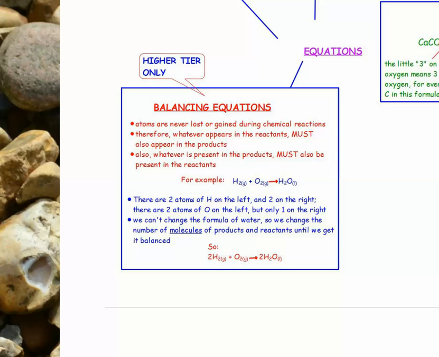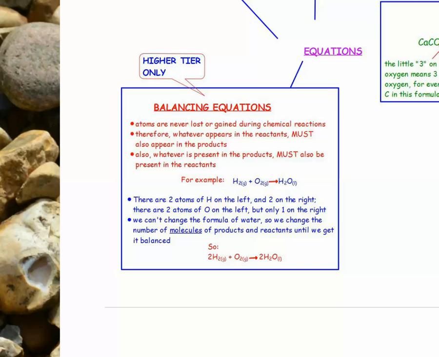So for example, H2 plus O2 forms H2O, water. There are 2 atoms of hydrogen on the left and 2 on the right, no problem. There are 2 atoms of oxygen on the left, but only 1 on the right, so that can't happen. We can't have an atom of oxygen disappearing.